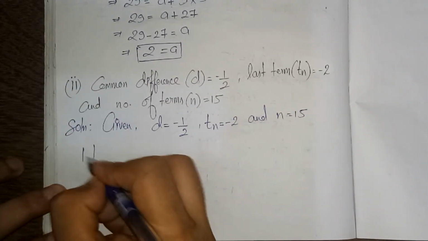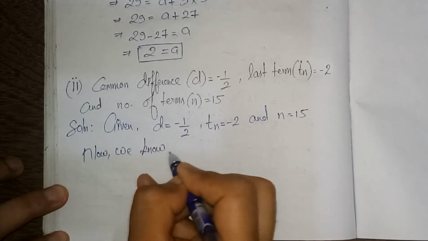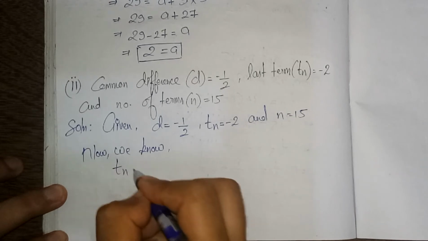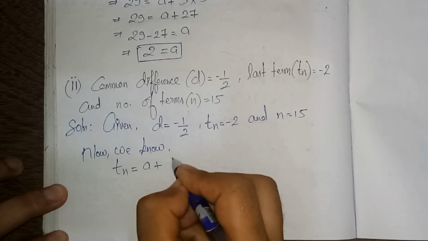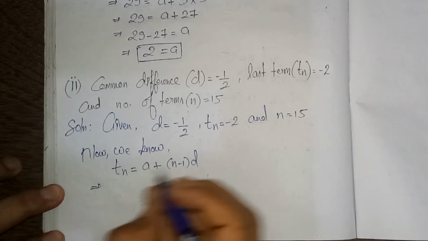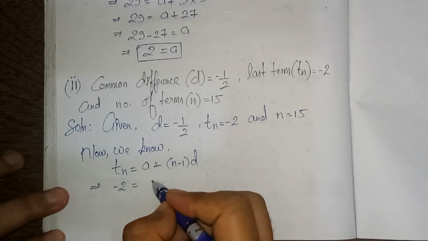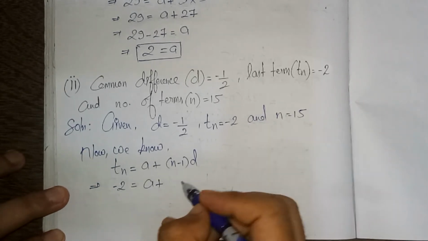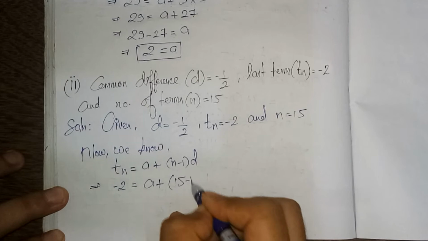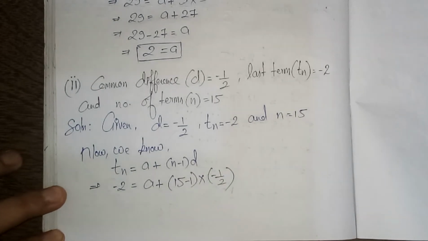Now we know tn is equal to a plus (n minus 1) d, right? This implies, in place of tn it is minus 2, equals a, which is not given and we have to find it, plus n is 15 minus 1, multiplied by d, which is minus 1 by 2, right?